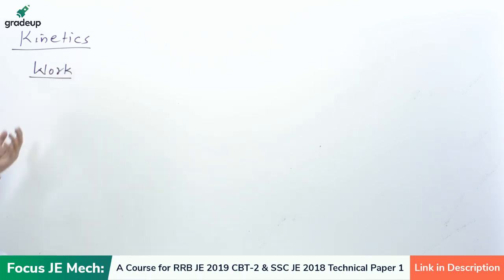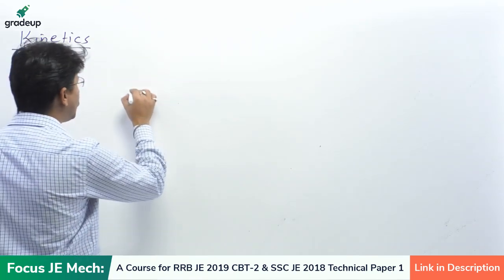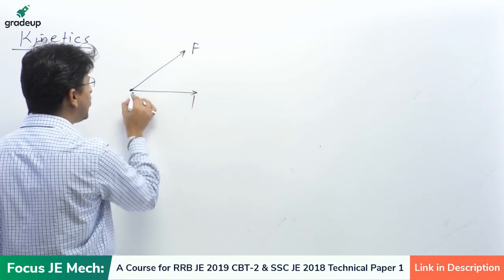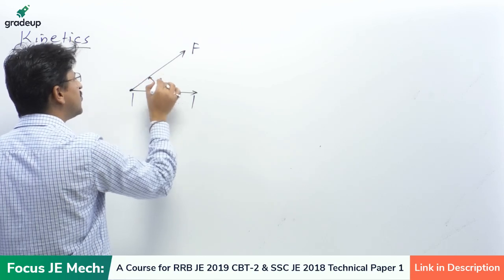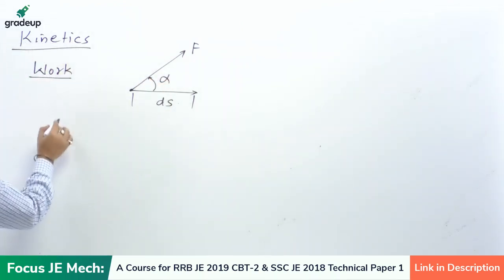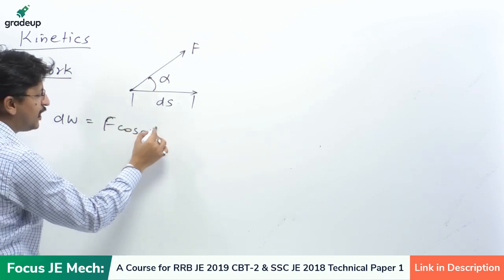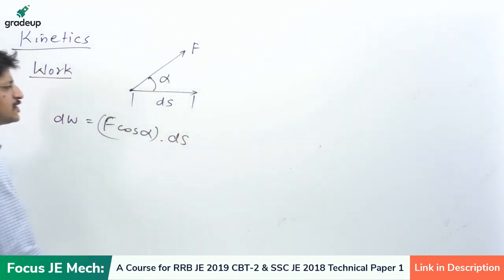Work is nothing but force into displacement. If there is any body acted upon by the force F, and it has the displacement say ds in this direction, and this angle is alpha, then your work, that is dW, is given by F cos alpha into ds, the dot product of this.